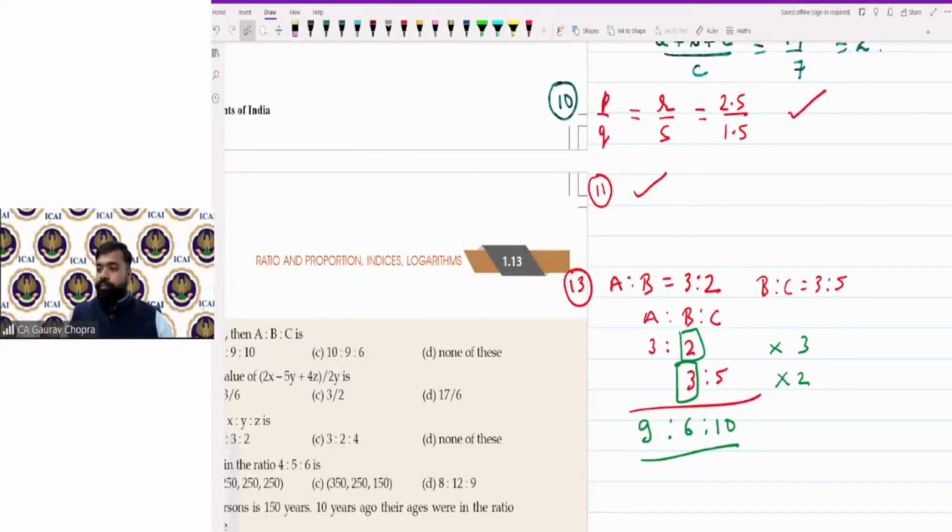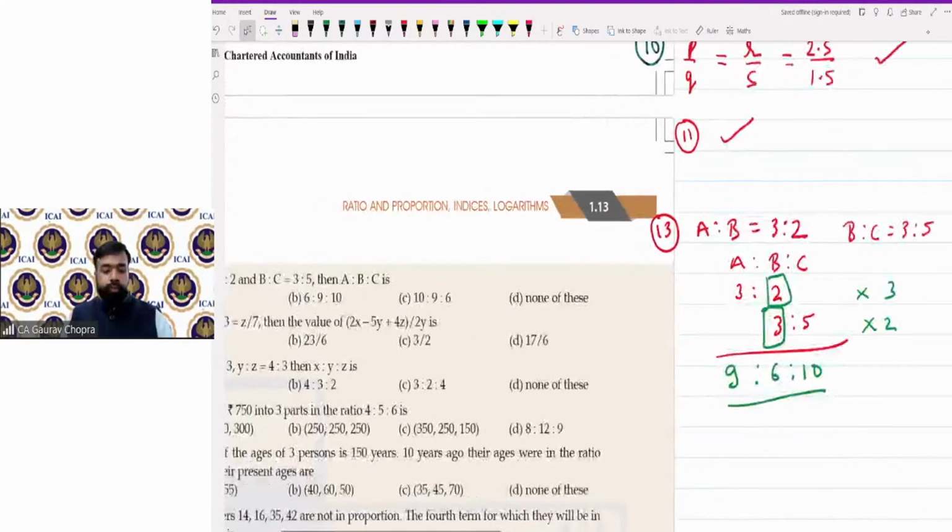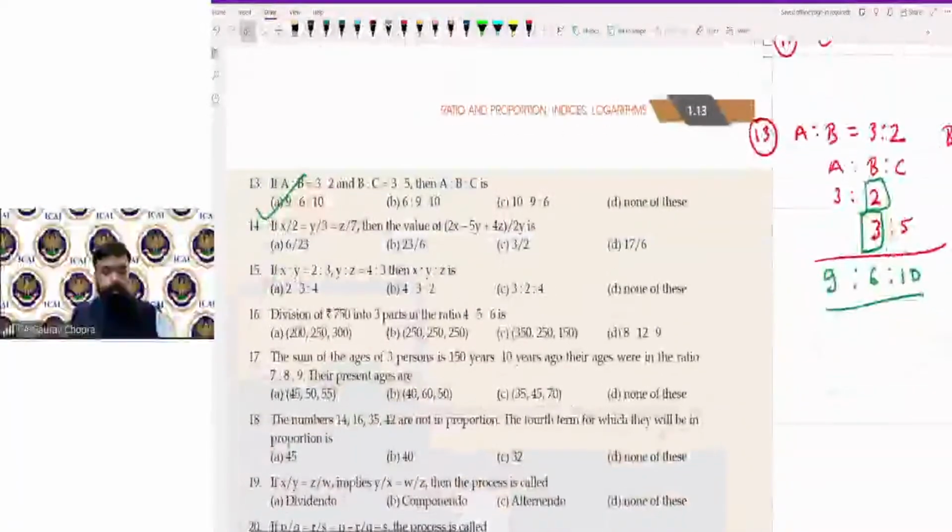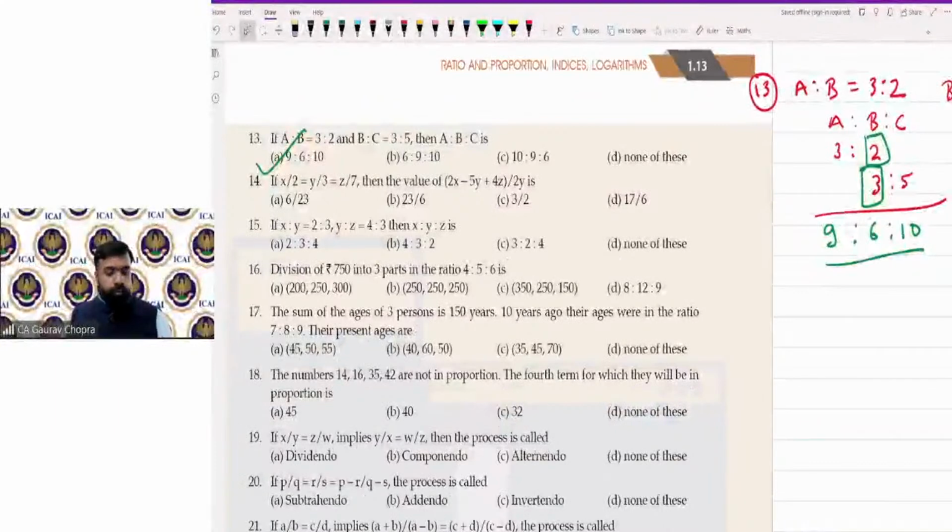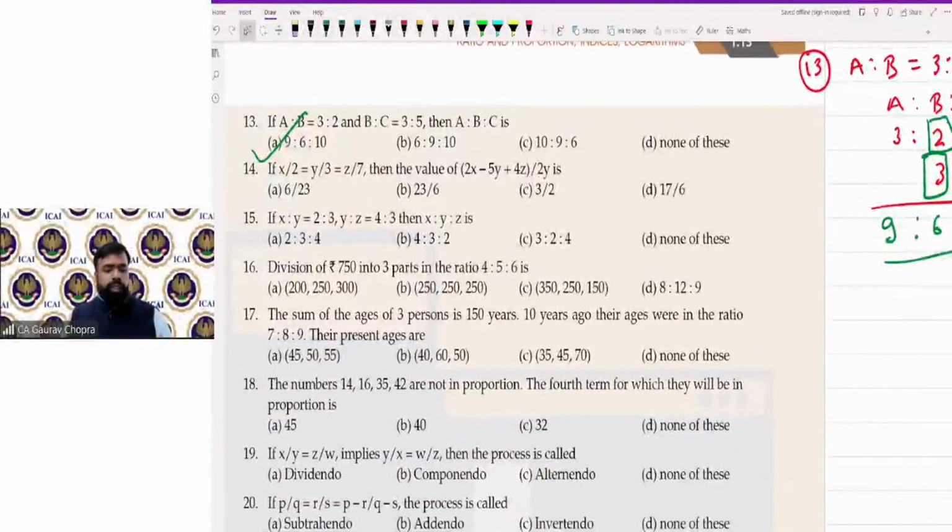Then next one. 14th. So 14th is already similar, which we have covered. Applying the properties, you can do that. So shall we try question number 14 or you will do it yourself? Because it's easy. Then let's try 15th, which is similar to the 13th question. So this can be done easily.